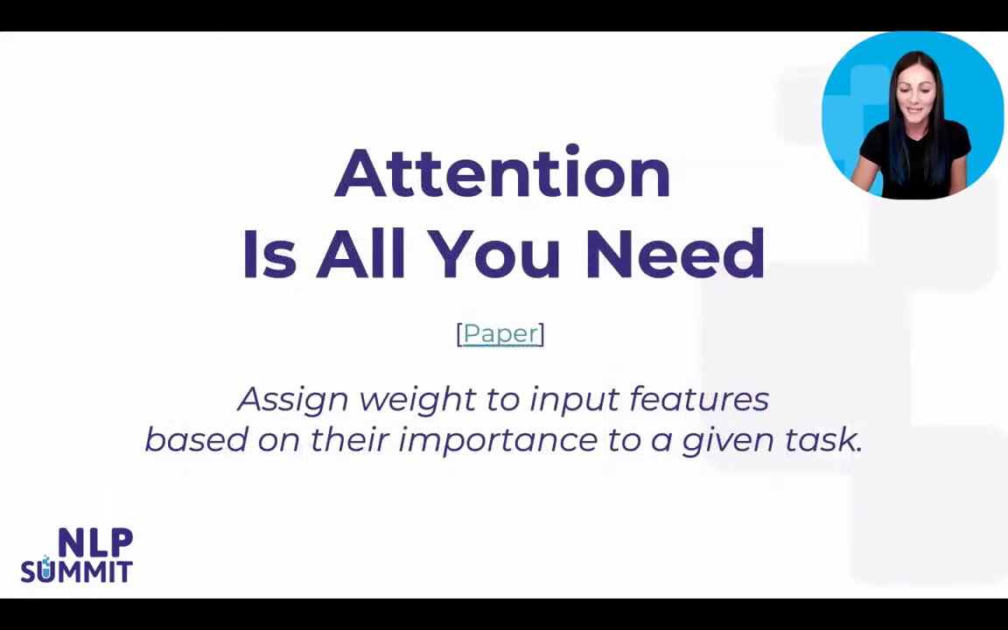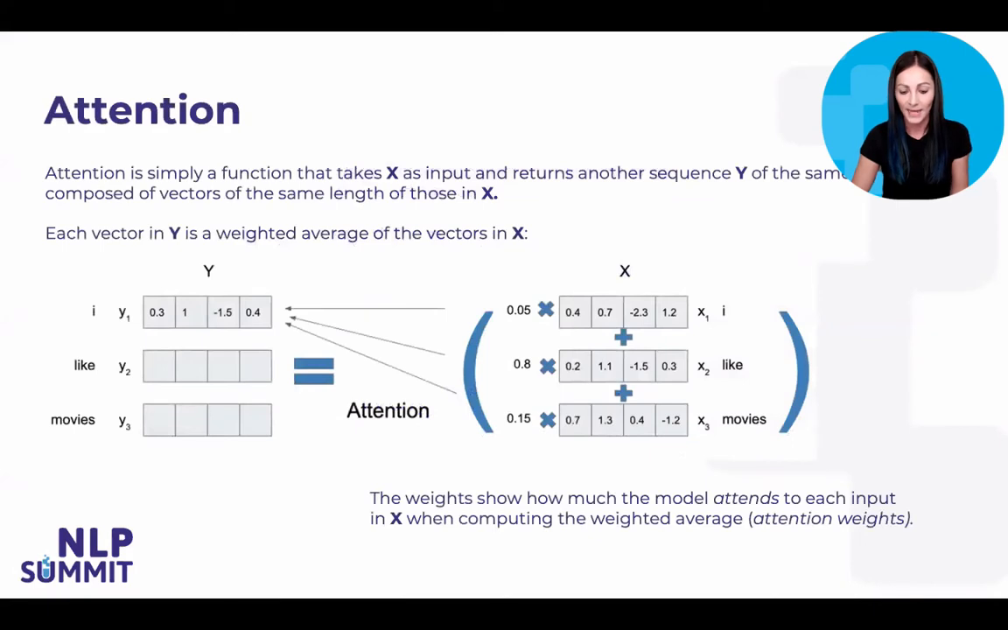So coming to the attention, and this is really the famous paper, which you probably all know, "Attention Is All You Need." And to put it simply, attention is really assigning weight to input features based on their importance to a given task. And here it's visualized. If you want to understand how attention is calculated, it's simply a function that takes x as input, and you can see x here on the right side being 3 tokens, "I like movies."